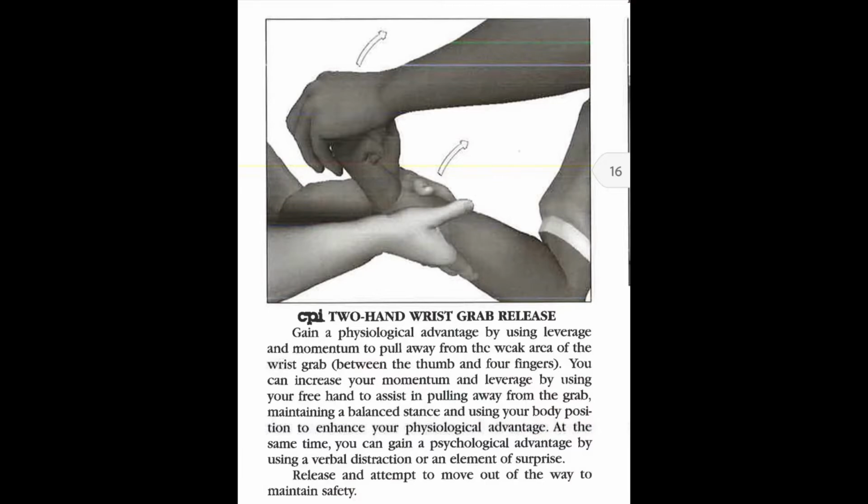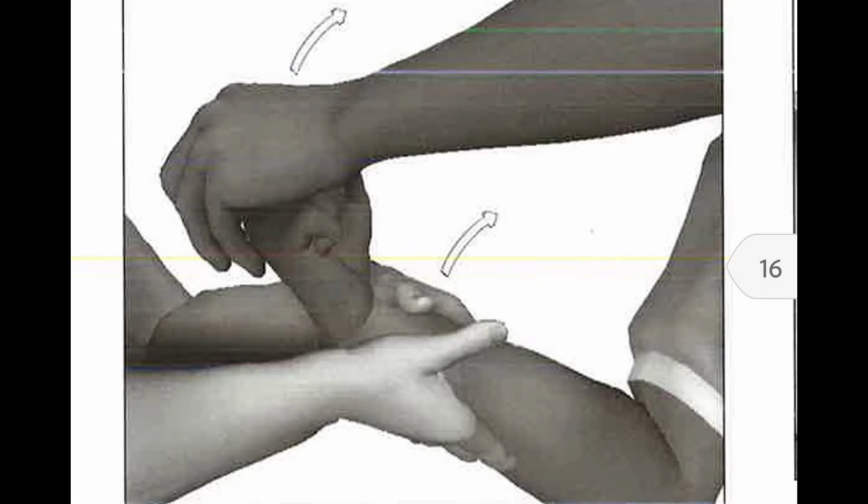All right, so this one is the two-handed wrist grab release. This one's fun. So you're going to gain a physiological advantage by using leverage again and momentum to pull away at that weak area within the wrist, right? So it's right in between where the thumb and the fingers are again, and you can increase your momentum and leverage by using your free hand to assist in the pulling away from the grab. I'm going to actually show you the right way to do that so they don't feel like you're punching them.